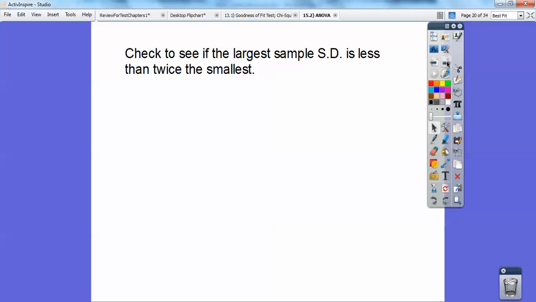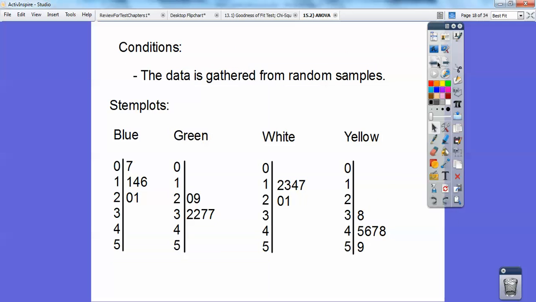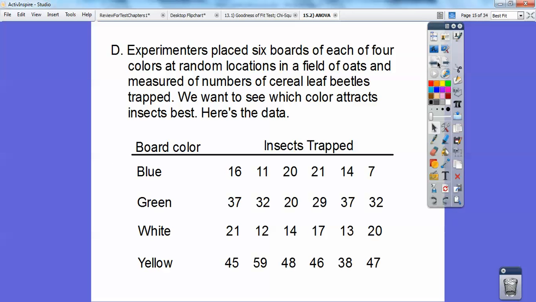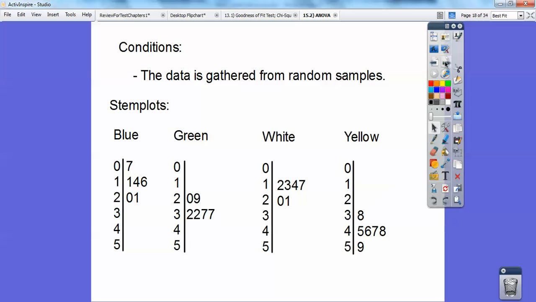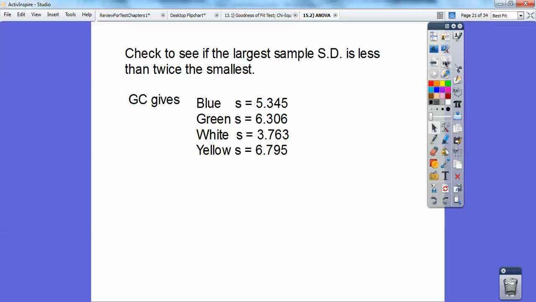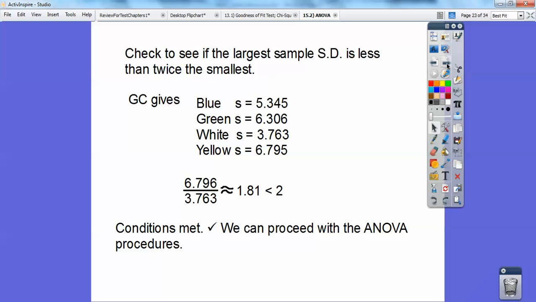Next, check that the largest sample standard deviation is less than twice the smallest. I would plug these numbers into your calculator: list 1, list 2, list 3, list 4. Then do a one variable stat, and you can get these numbers. Here are the sample standard deviations. Take the largest one, divide it by the smallest one, and make sure it's less than 2. As long as that is good, the conditions are met, and we can proceed with the ANOVA test.